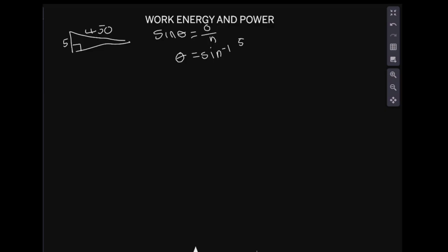of 5 over 450. Okay, you can calculate that angle of 5 over 450. So I think this would be easier rather than trying to work with the ratios. So we know the angle is 0.64. So that's what theta is. Okay, let's go back, collect some more information.